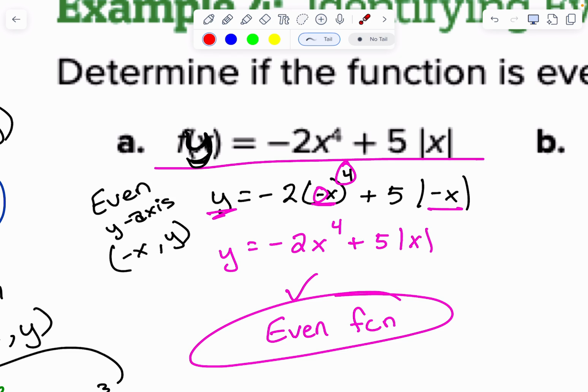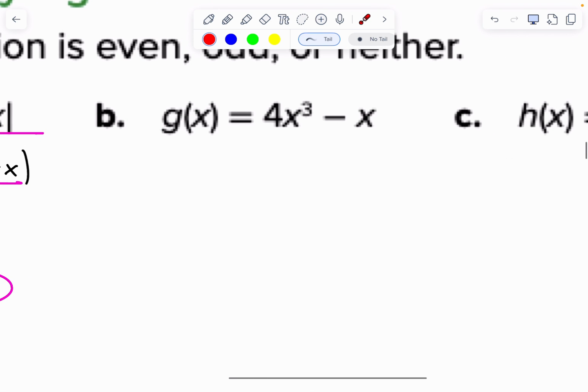Okay, what happens if this one returns back, but this one wouldn't? Then it's neither. If one of them returns and the other one does not, the whole thing has to return. So this is an even function. If part of it returns but the other one does not, then it's not an even function. Then it would be nothing. No symmetry.